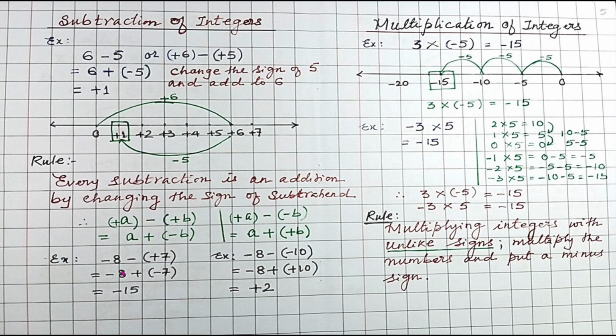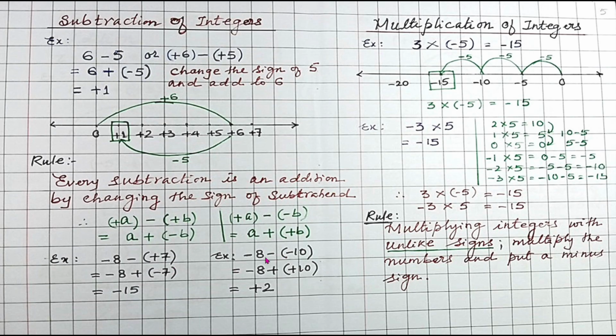Now, to understand with an example, if you want to subtract plus 7 from minus 8, write minus 8 as it is, change the sign to plus, and write the additive inverse of plus 7, that is minus 7. So minus 8 minus 7, the signs are like here. Add the numbers, put the same sign. 8 plus 7 is 15, and that is minus 15.